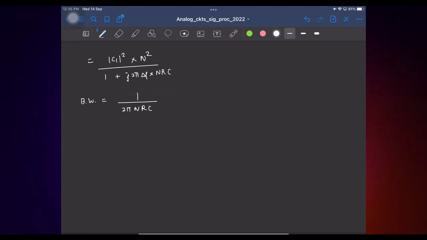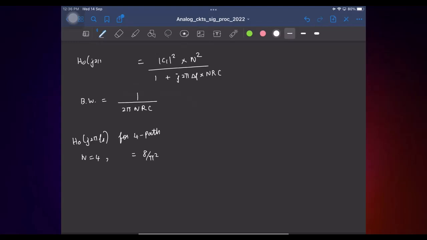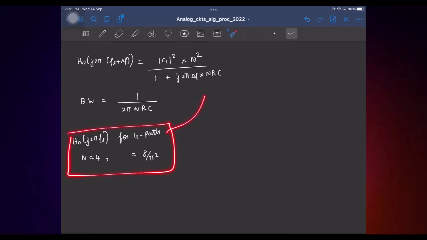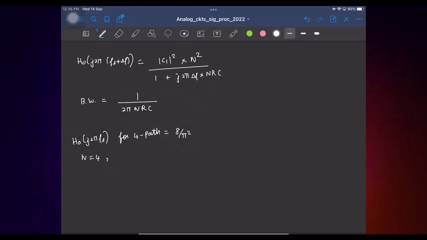And let's do some sanity checks and see if this is indeed correct. The only harmonic transfer function we evaluated exactly was H0 of J 2 pi fs for the 4 path filter, which means for N equal to 4, this value we computed to be a by pi square, right? So what is the value of delta f? 0, right? Basically this is H0 of J 2 pi (fs plus delta f). So I'm saying we computed this already. Let's see if this expression is correct by putting in N equal to 4 and delta f equal to 0.